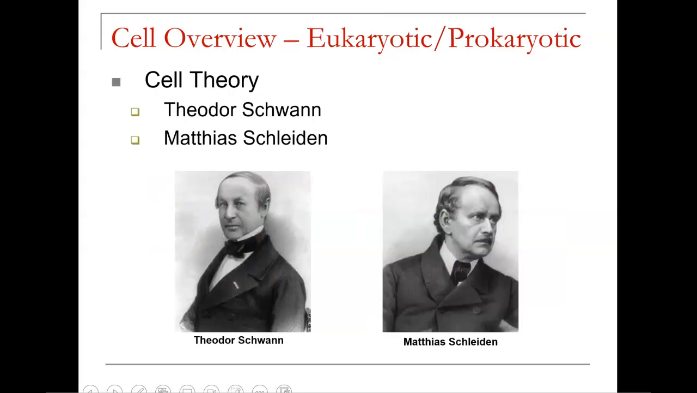The cell theory was developed by 2 German biologists during the 1800s. We have Theodor Schwann and Matthias Schleiden. They both state that all living things are composed of cells.